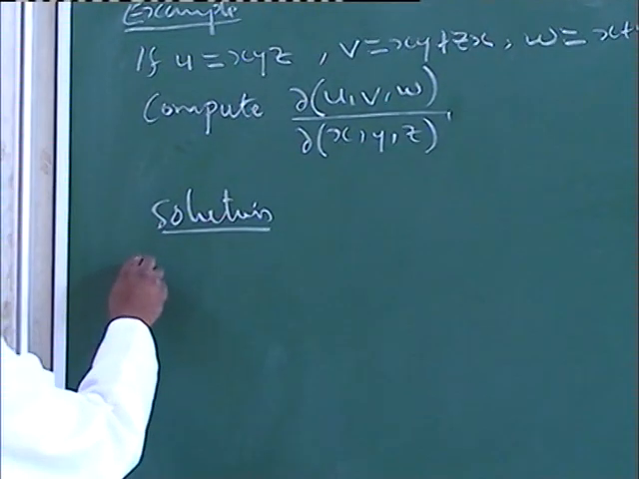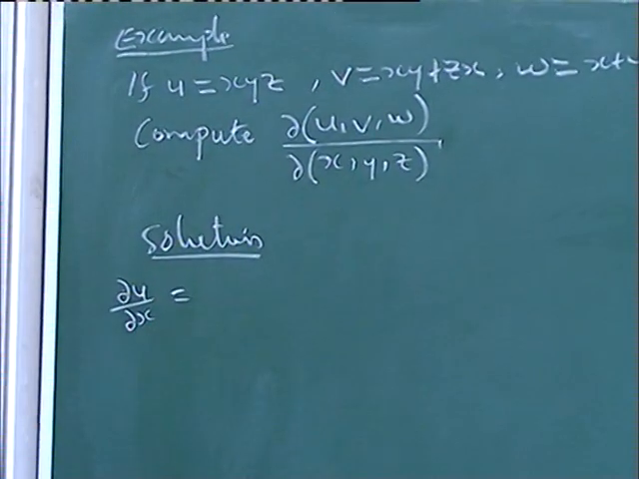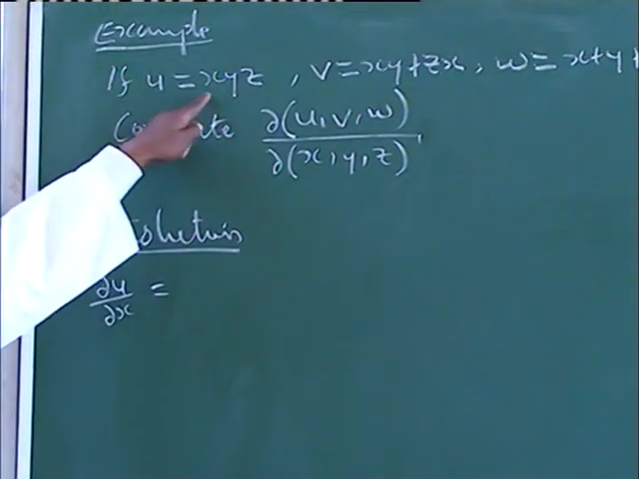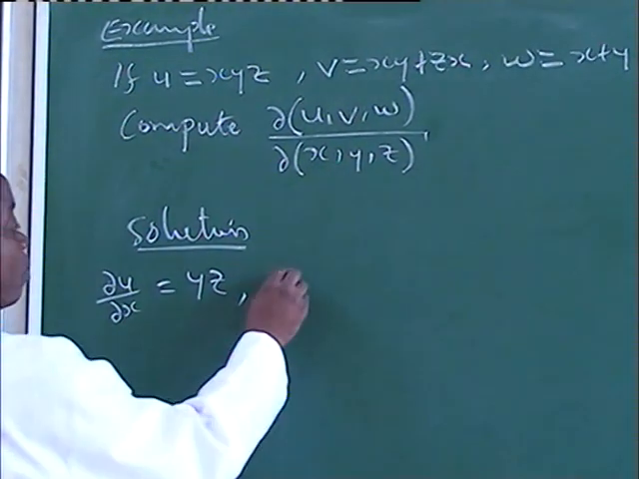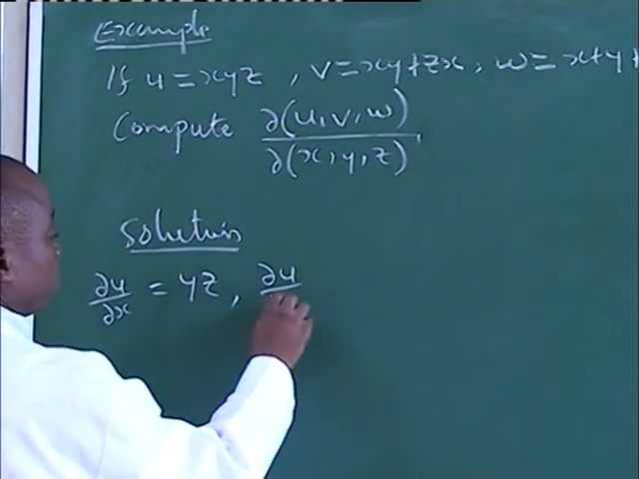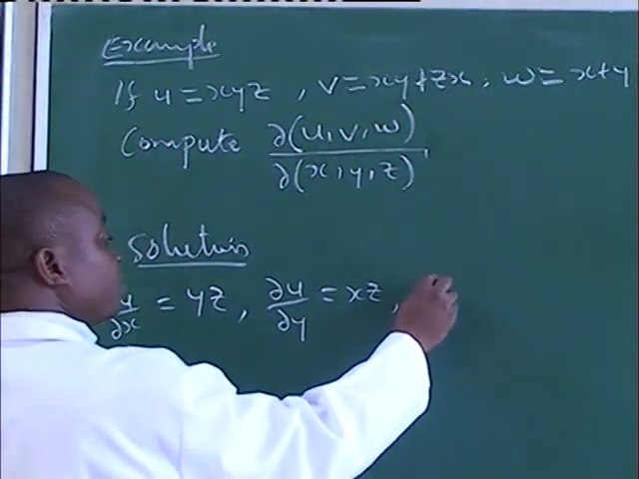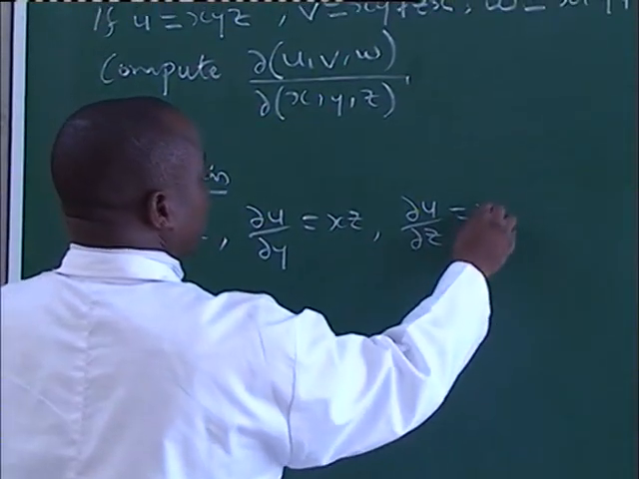We need partial u, partial x, because u is xyz. So, partial u, partial x will give us yz. We also need partial u, partial y, which is xz. We also need partial u, partial z, which is xy.